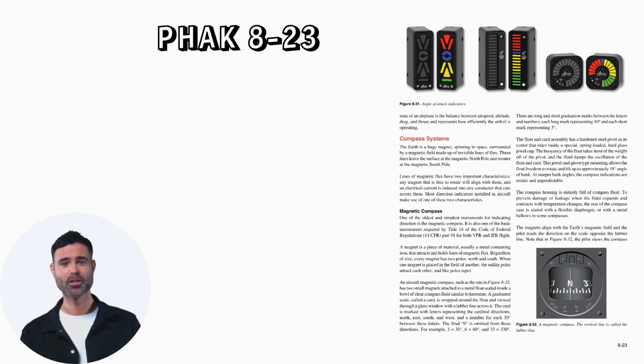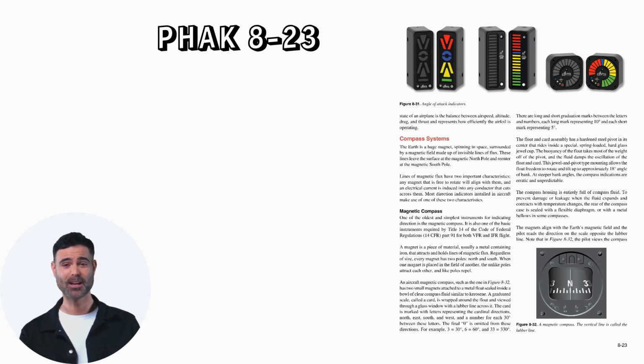There are long and short graduation marks between the letters and numbers, each long mark representing 10 degrees and each short mark representing 5 degrees. The float and card assembly has a hardened steel pivot in its center that rides inside a special, spring-loaded, hard glass jewel cup. The buoyancy of the float takes most of the weight off of the pivot, and the fluid damps the oscillation of the float and card. This jewel and pivot type mounting allows the float freedom to rotate and tilt up to approximately 18 degrees angle of bank. At steeper bank angles, the compass indications are erratic and unpredictable.